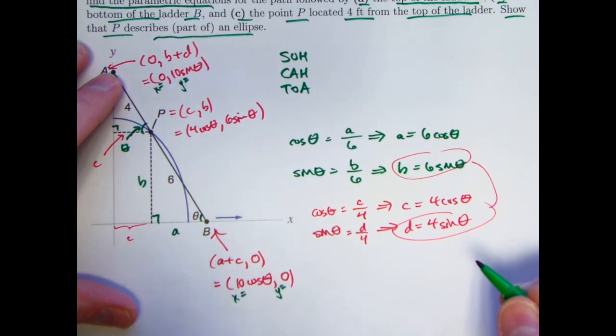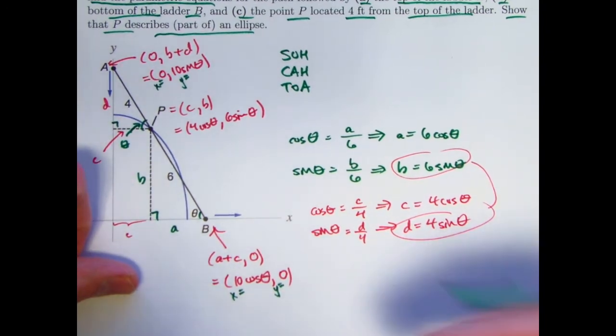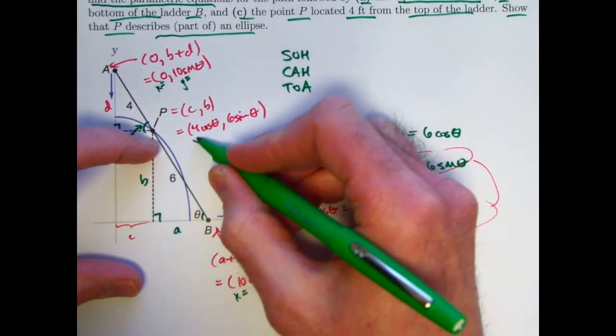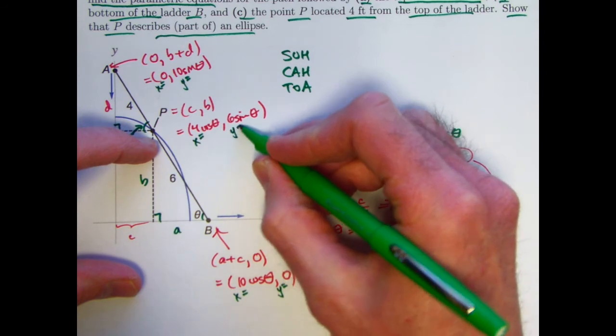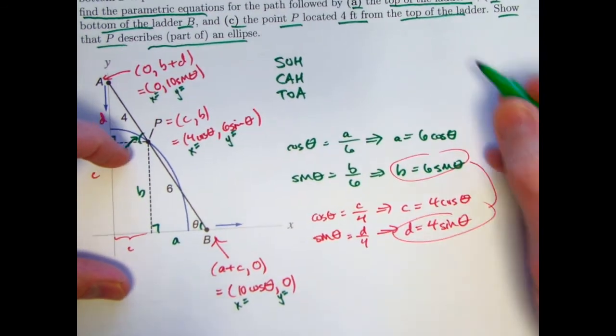X equals 10 cosine theta, y equals 0. Or I could write them as a point in ordered pair. Either way is okay. And for the point P, I can think of x as this and y as that. X is 4 cosine theta, y is 6 sine theta. What's the final thing to do?